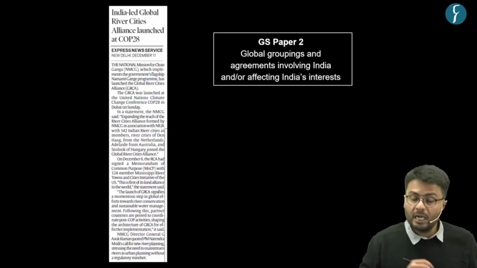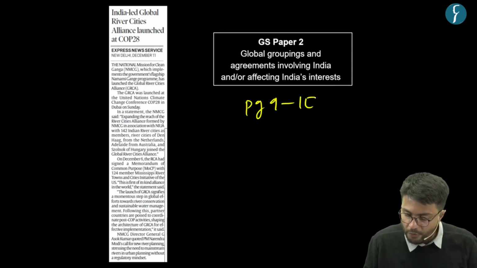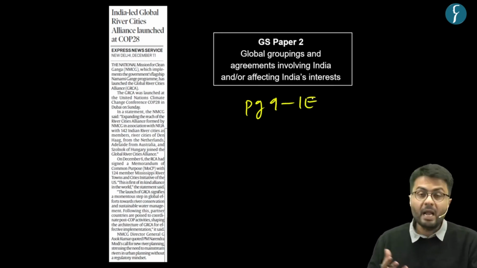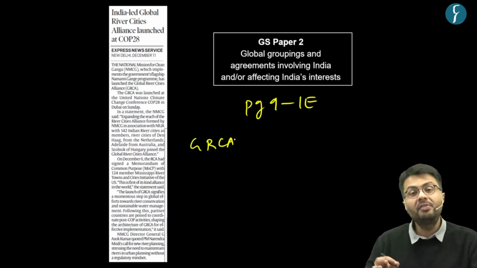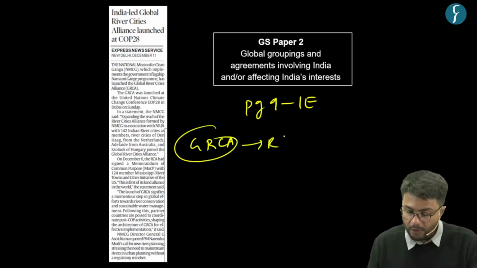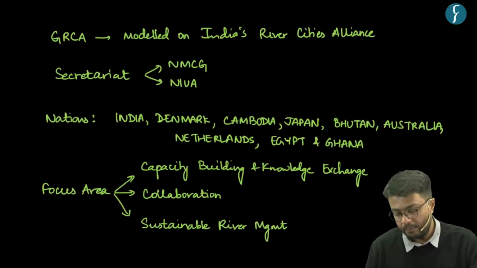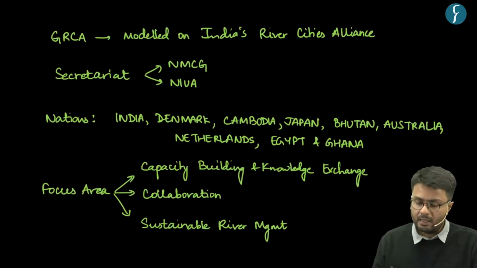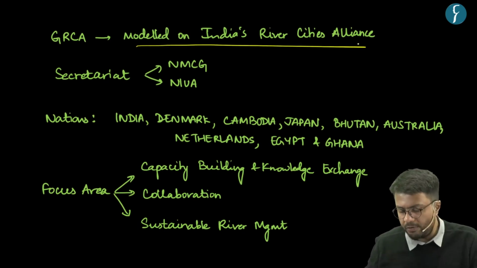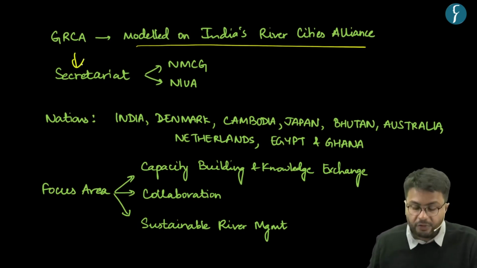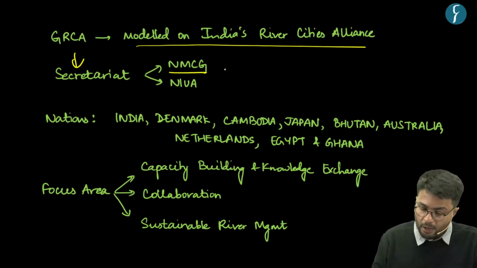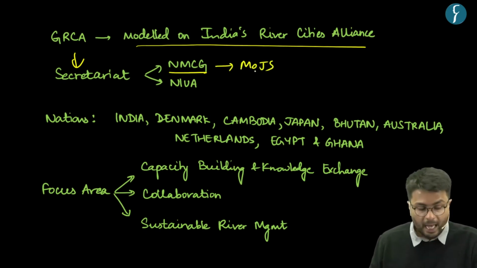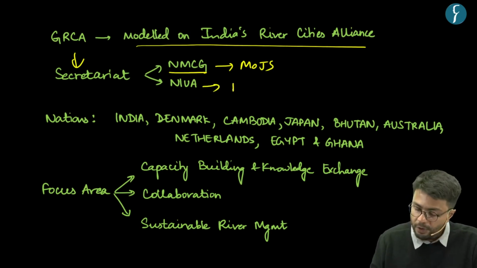Now, let us move to the third article of the day, which appeared on page 9 of the Indian Express. Now, 9 countries have come together to form a Global River City Alliance. And this alliance is inspired by India's River City Alliance, which was launched last year. The Secretariat of GRCA is hosted by the National Mission for Clean Ganga, which comes under the Ministry of Jal Shakti, as well as the National Institute for Urban Affairs, which comes under the Ministry of Urban Affairs.